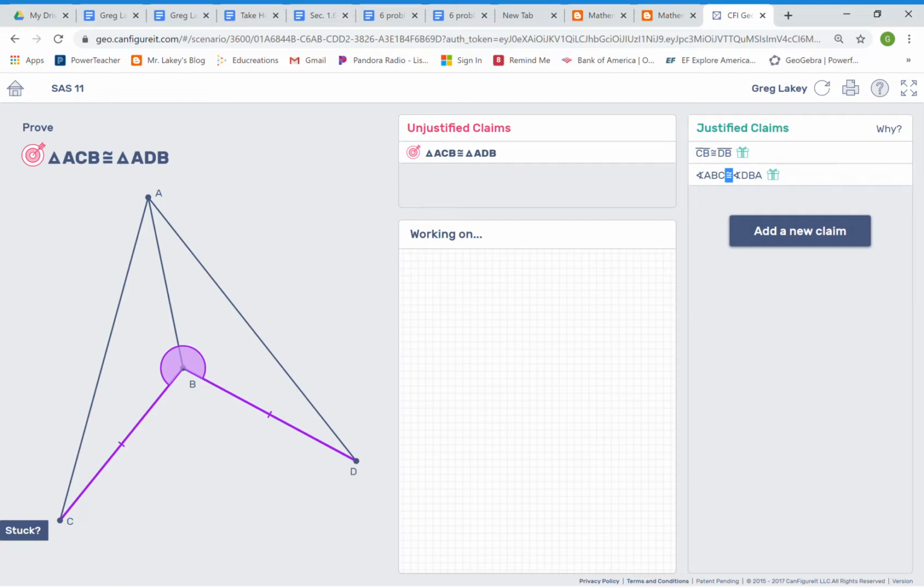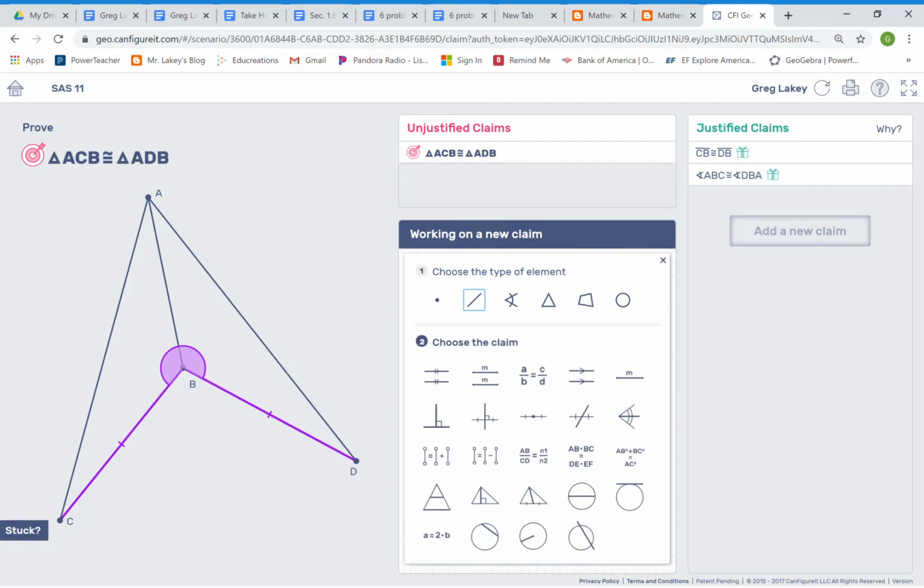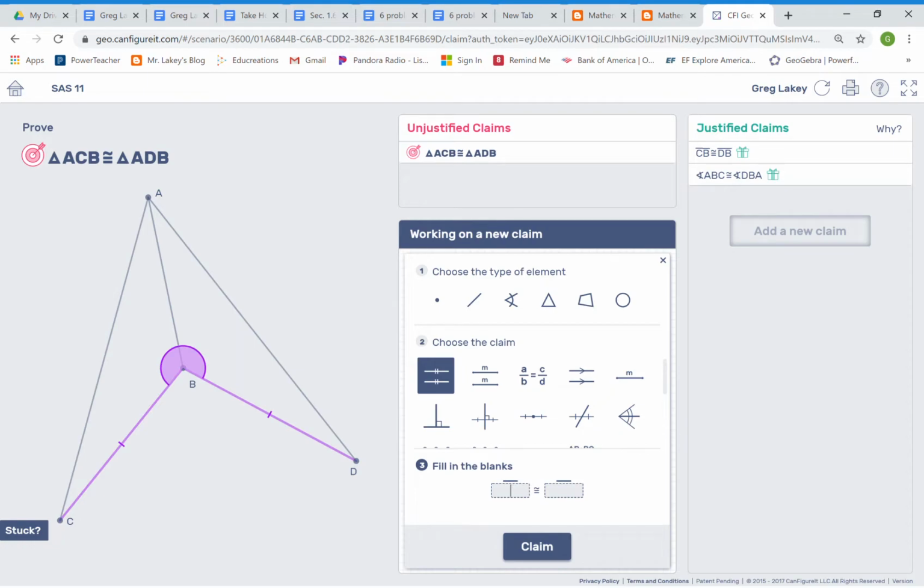Also, if we look at that segment AB, we've looked at this a couple of times. If we were to split those two triangles apart, segment AB would be the same on both triangles, meaning it would be congruent on both triangles because it's the same segment. So for that one, we're going to add a new claim, lines, congruent segments. We're going to say that AB is congruent to AB.